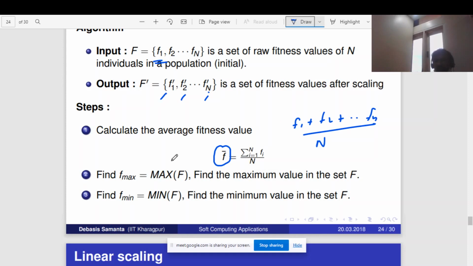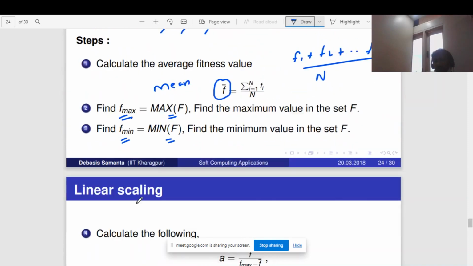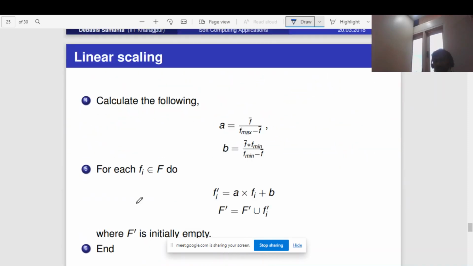Identify f dash, keep it, and then identify the individual whose fitness score is maximum. So f max is the max of all these f, and f min is the minimum of f. So we have identified the mean of all these f, the max score, and the min score. Then from these, we calculate two things, a and b. So a is f dash divided by f max minus f dash, and b is f dash into f min divided by f min minus f dash.